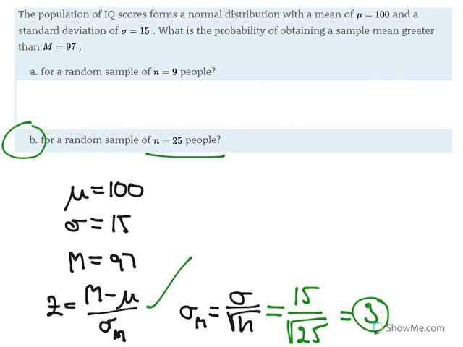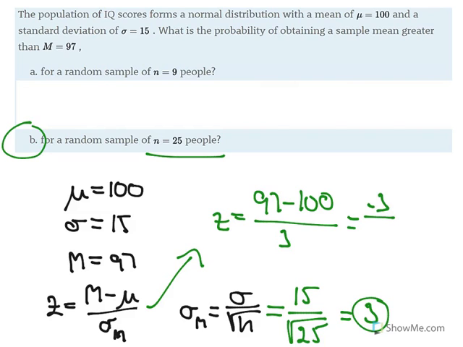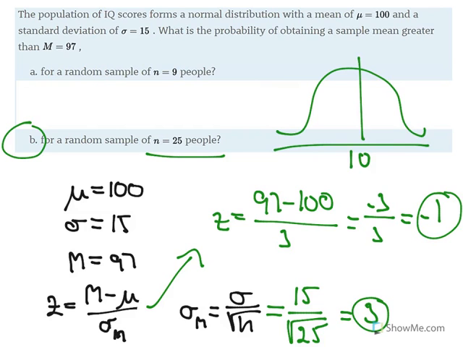Now again, we have to plug it in here. So we still have the 97 minus 100 on the top, but now we have it over 3, which is negative 3 over 3, which is negative 1. So now, again, our drawing would be the same as it was before. Population mean is 100, our 97 is here, and we are looking for the probability of obtaining a sample mean greater than 97, so it's still everybody over here in this direction.